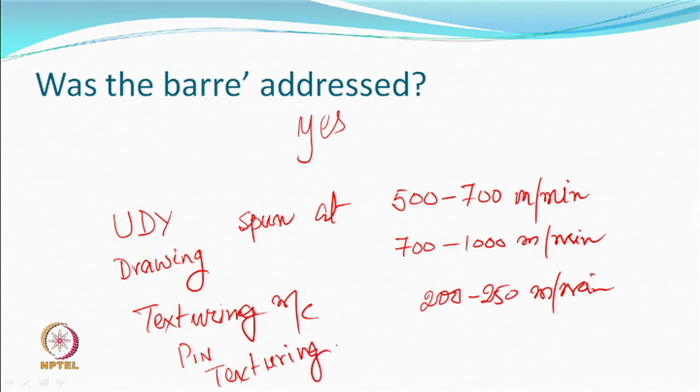Remember pin texturing? The twister was a pin, all right? The spindle was a pin. And at what speeds are you rotating? 10 is to 5 RPM, right? Running at that kind of a speed, you could get this speed.